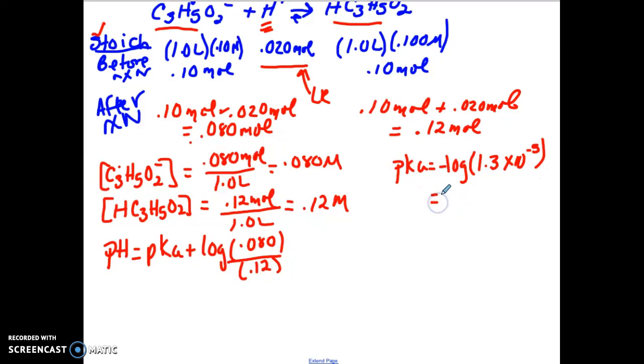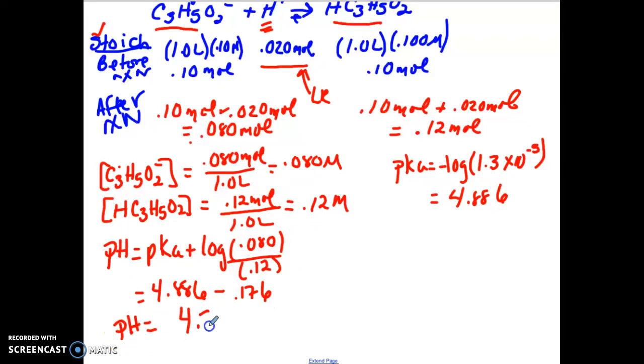So when I do that math, I come up with 4.886. And I'm just adding a few more significant digits. I'm going to round at the end. This becomes 4.886. And now when I simplify this term, the log of 0.08 over 0.12, I end up with negative 0.176. And here my pH becomes 4.71. So that is how the pH is changed after the addition of the acid. I hope this helps.